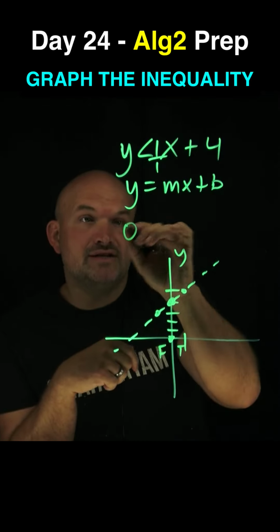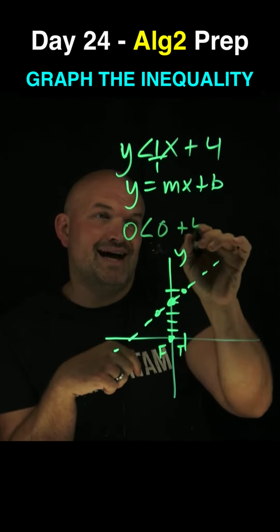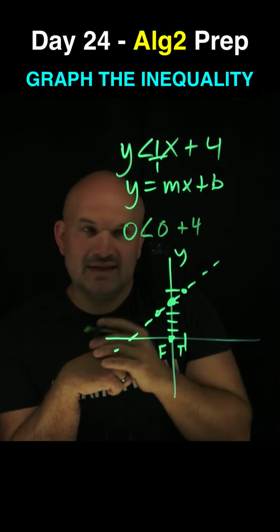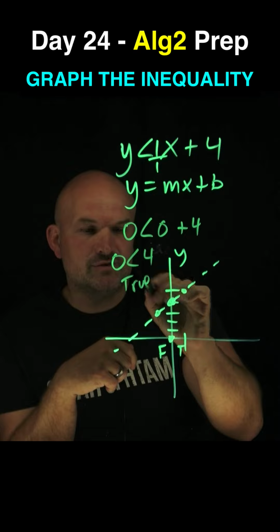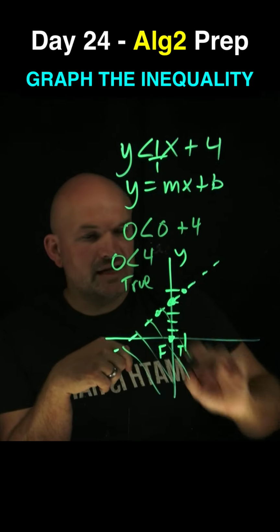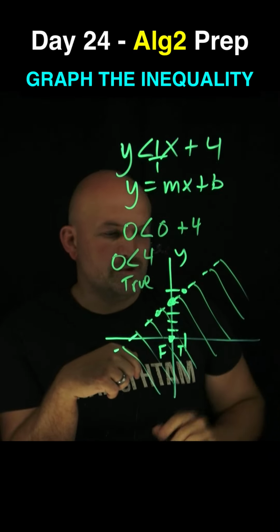So let's go and plug in 0, 0, because, ladies and gentlemen, it's not on the line, so it's an easy test point. 0 is less than 4. Ladies and gentlemen, that is going to be true. That means all values that are below this boundary line are going to be true.